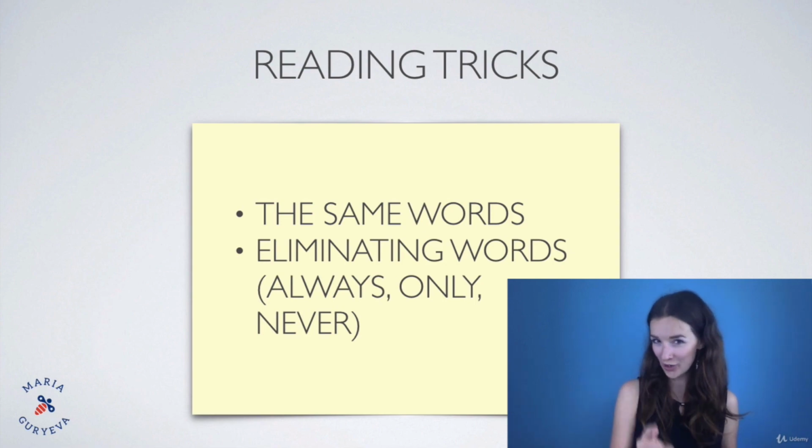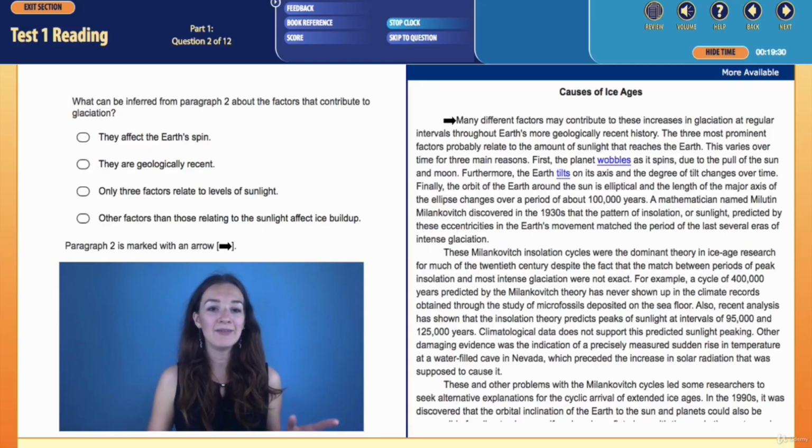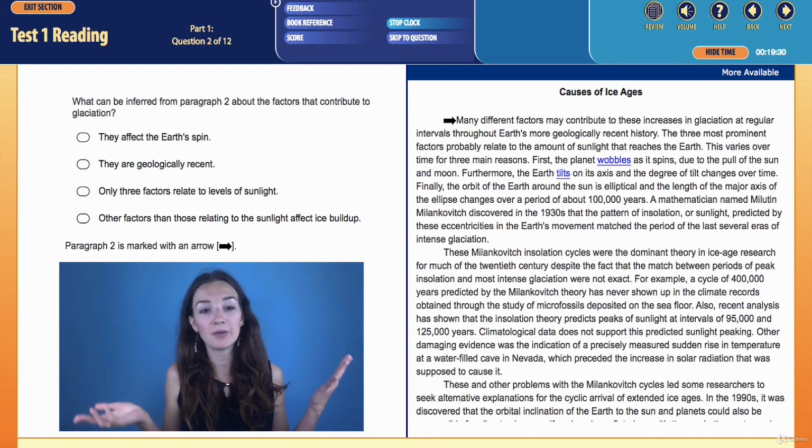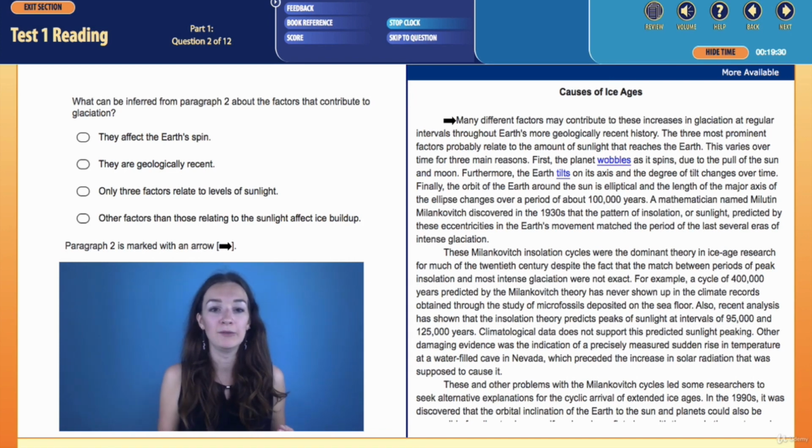Okay, so we have these two reading tricks which test makers use a lot in your reading section, so be aware, watch out. Let's have a look at the example. So here we have a normal question to the reading passage. What can be inferred from paragraph 2 about the factors that contribute to glaciation? Can you spot a trick? Can you spot an answer choice which is definitely wrong because it uses a trick? Yeah, of course it's here.